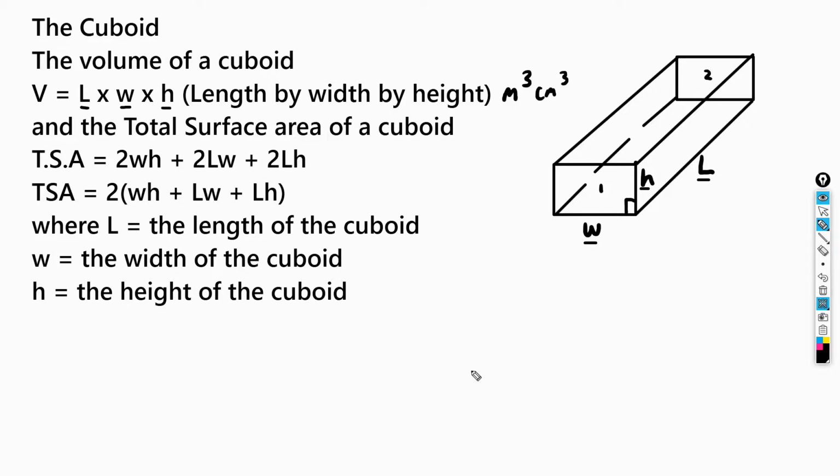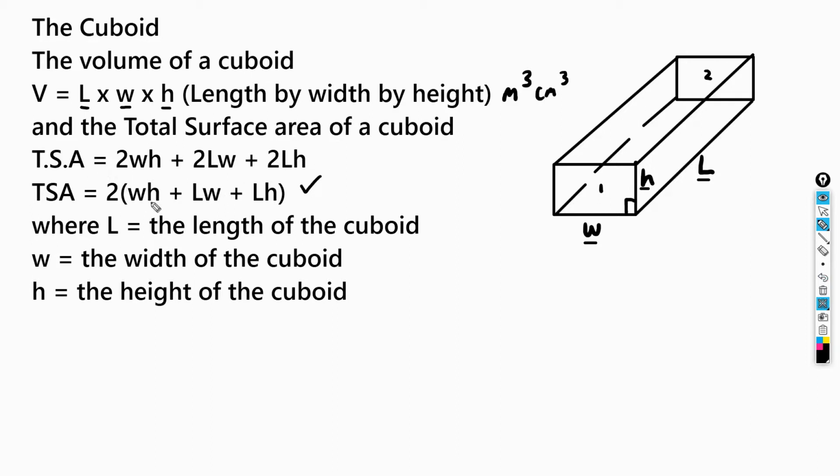Now, right, we can also factor out 2 out of this equation here, and we will end up getting 2 multiplied by everything in here, the width times the height, plus the length times the width, plus the length times the height, right? Which makes perfect sense, okay? So I would advise that you use this one since you don't have to multiply 2 by everything.